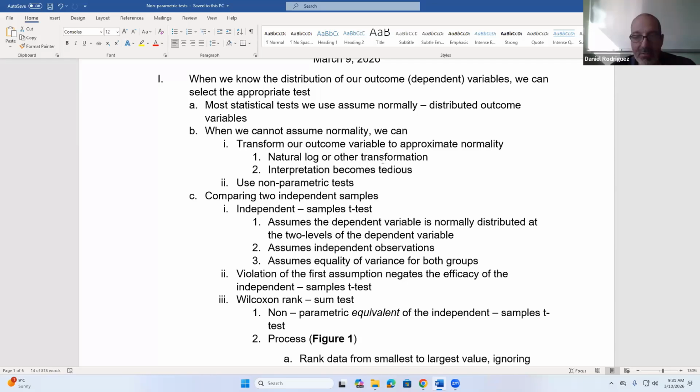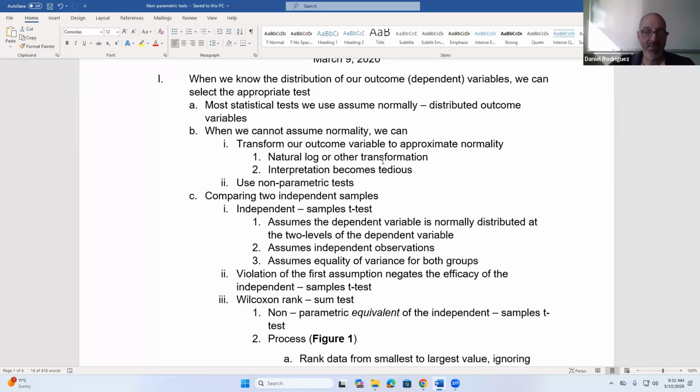But it also results in really hard interpretations, because now we're saying, what's the effect of our predictor on our outcome? It has an effect on the natural log of, say, depression, and that doesn't make sense for most people. So it's okay, but I don't think it's a very good way to deal with your data, especially if you are interested in having people understand what you're doing. We can also use non-parametric tests. A non-parametric test is a test that does not depend on the assumption of normality. I'll be getting much more into that now.